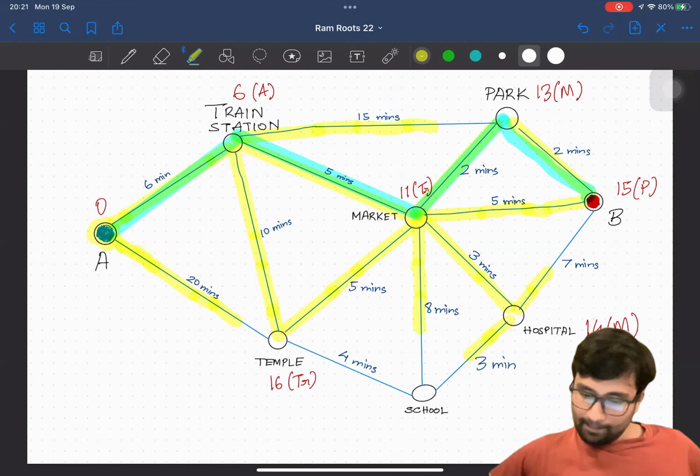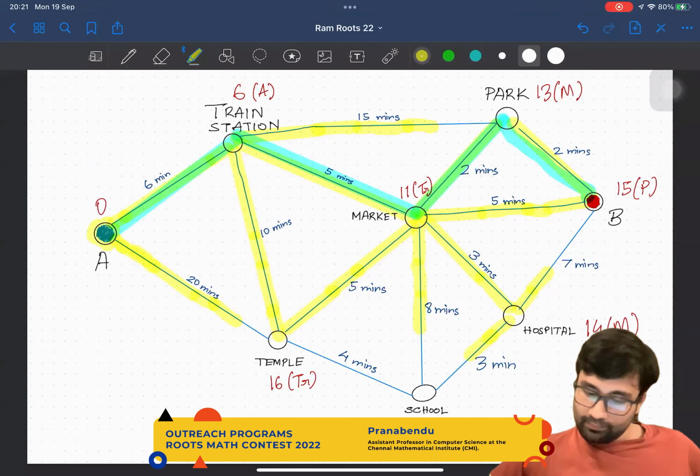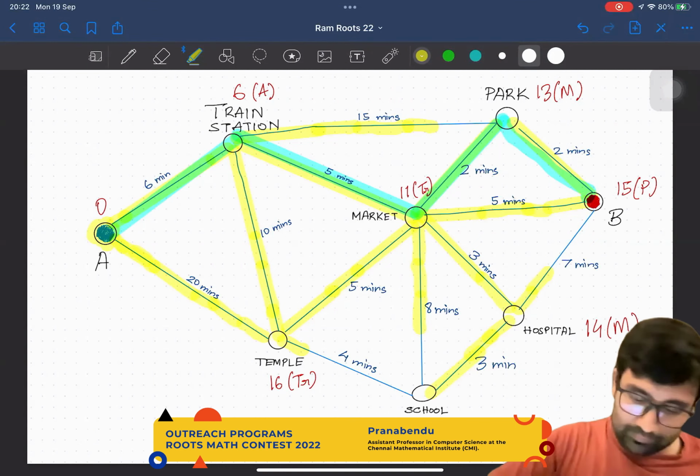Sir, you did not spread from B to hospital. Sir, it will take 4 minutes to reach A to temple. Yes, sir, 4 minutes. Let's say 1 more minute passes. What happens then? There are 3 minutes left to reach the temple from A. 3 minutes left to reach the school from the temple. And sir, in 1 more minute, the hospital's fire will go to school. Correct. Hospital towards school and hospital towards B.